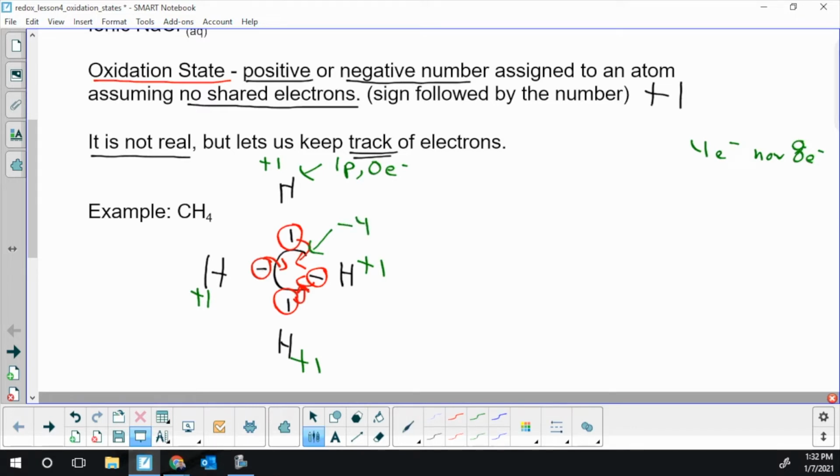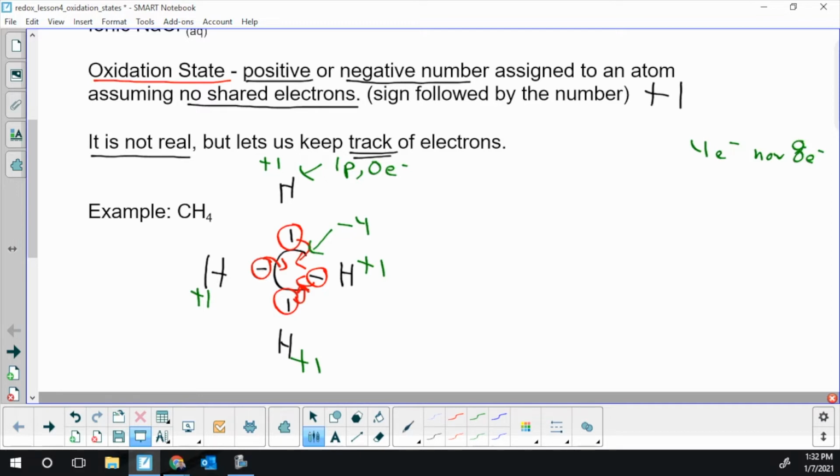So the middle is -4, the outside is +1, +1, +1, +1, +4 in total. If you add up all the oxidation numbers, they add up to the charge of the original molecule, which was 0. Okay, so those are the oxidation numbers for the hydrogen and carbon.